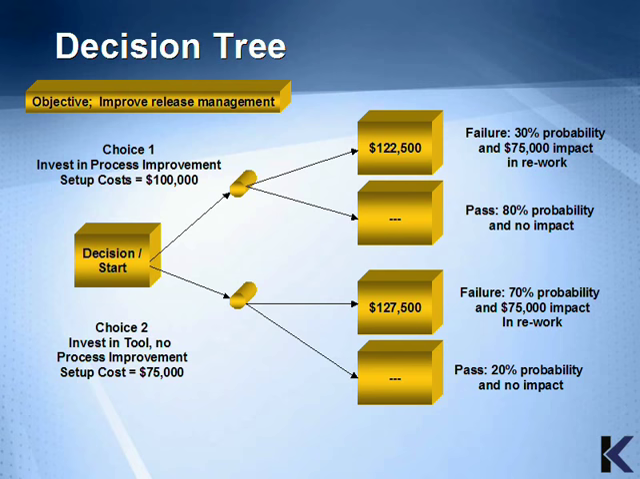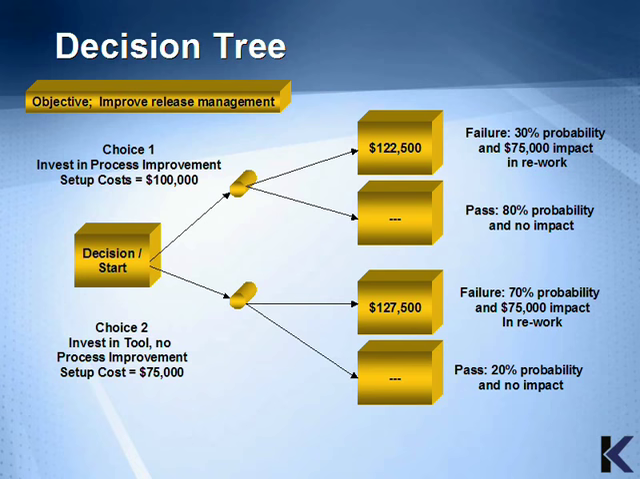The worst case scenario for choice number 1 is that failure has a probability of 30% and an estimated $75,000 impact in rework. However, on the positive side, the best scenario has an 80% chance of success and no impact costs. For choice number 2, the worst case scenario is a 70% probability of failure, which would result in a $75,000 cost in rework, and the best case scenario is a 20% probability of success with no impact of costs.